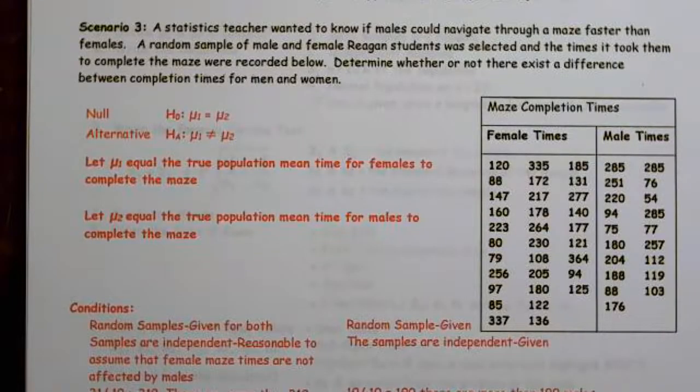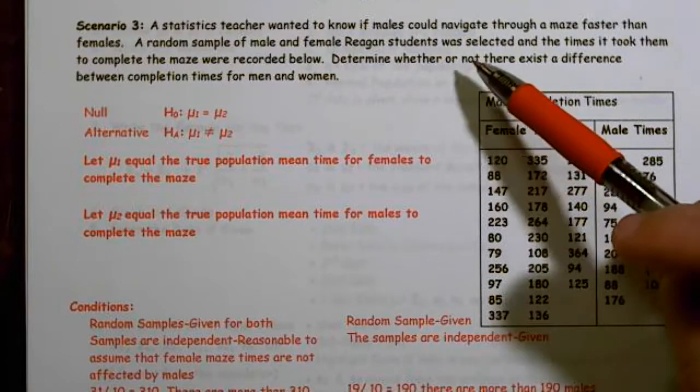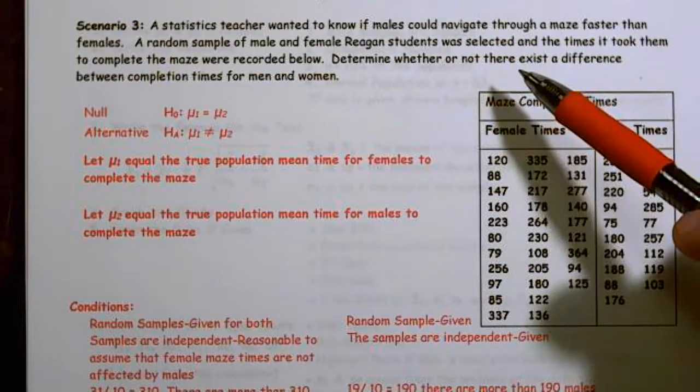This is Mr. Spensei, your stats sensei, and this is scenario 3 on 2 sample T. We're going to run a hypothesis test and a confidence interval, and this is going to close out our examples for this section. So a statistics teacher wanted to know if males can navigate through a maze faster than females.